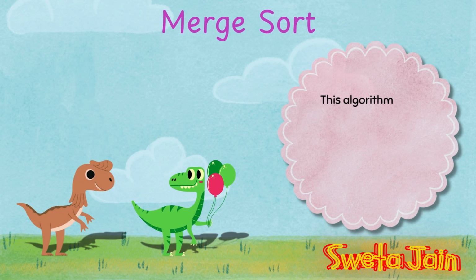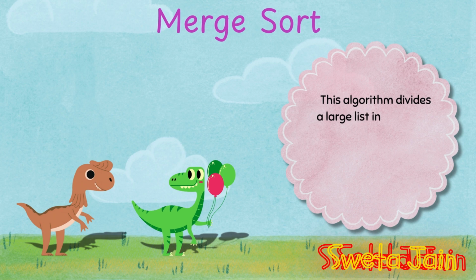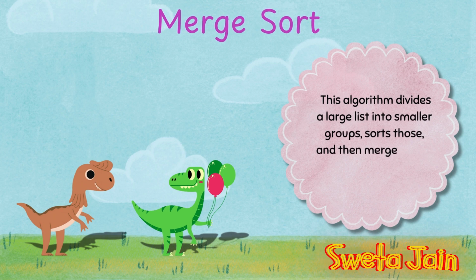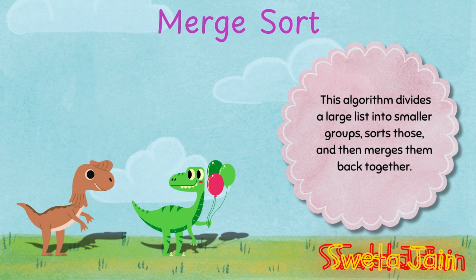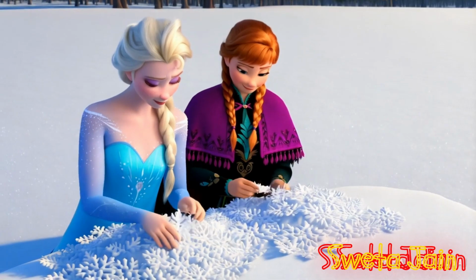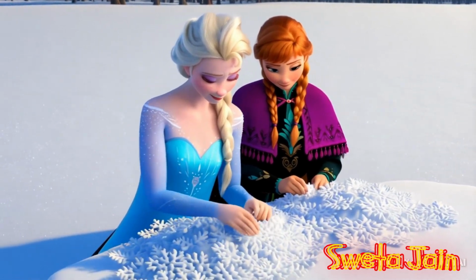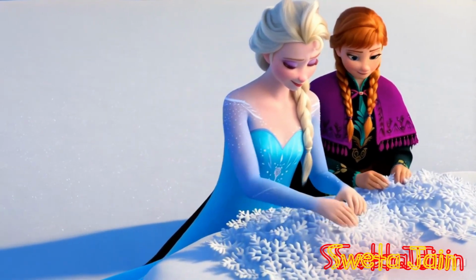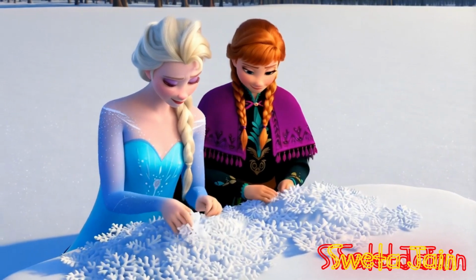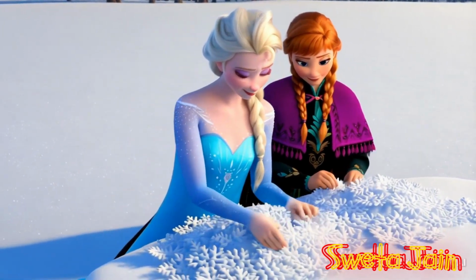Merge sort. This algorithm divides a large list into smaller groups, sorts those, and then merges them back together. Imagine Elsa and Anna sorting snowflakes. They split their snowflakes into two piles, sort each pile, and then combine them in order. Merge sort is efficient because it works with smaller sorted pieces.